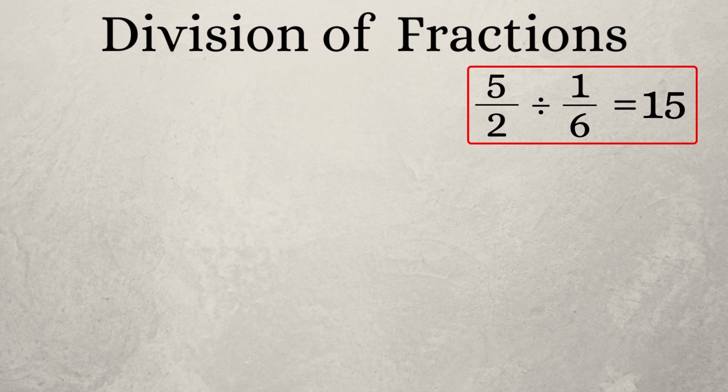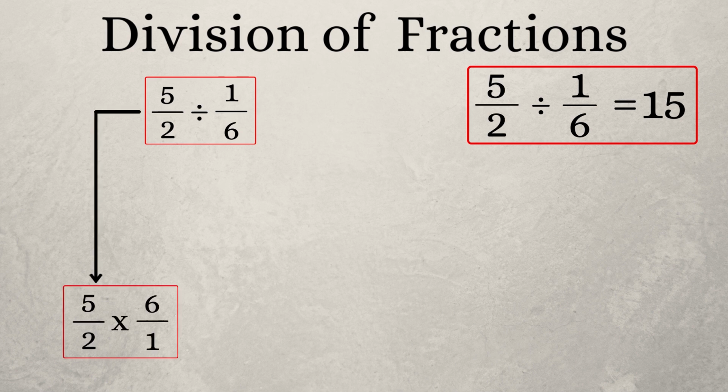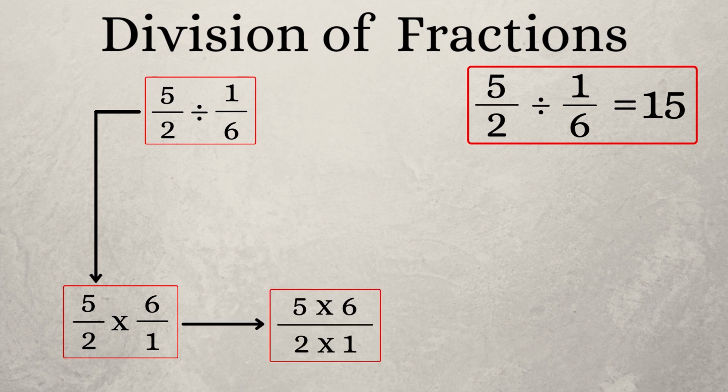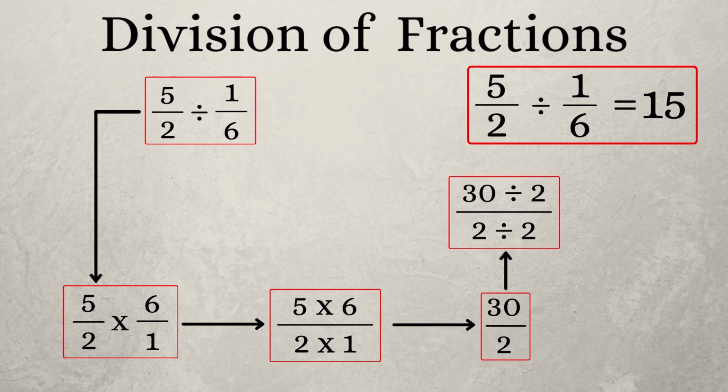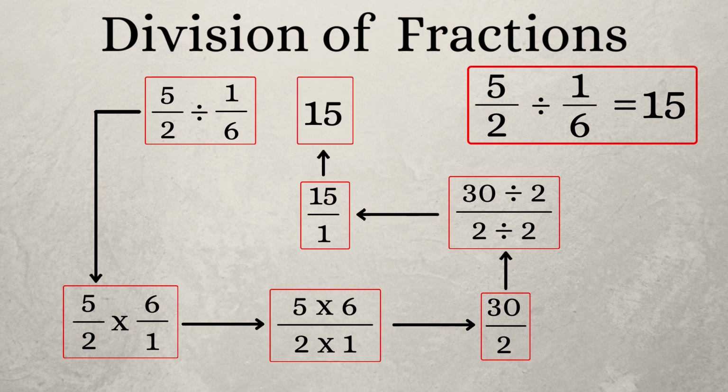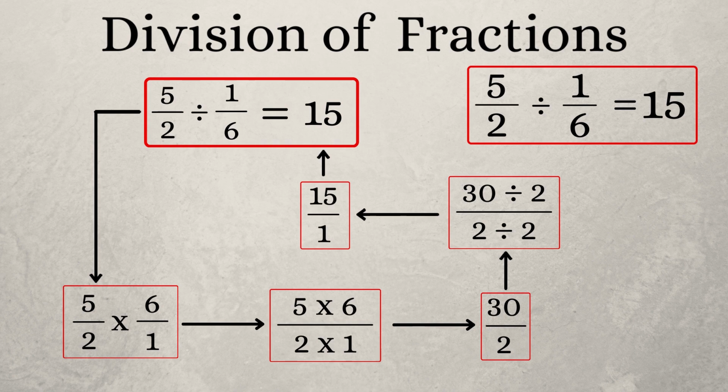Now we'll move on to the calculations. 5 by 2 divided by 1 by 6 can be written as 5 by 2 into 6 by 1, which becomes 5 into 6 by 2 into 1, and that's equal to 30 by 2. Now dividing both the numerator and the denominator by 2 gives us 15 by 1, or simply 15. Thus, 5 by 2 divided by 1 by 6 is equal to 15.